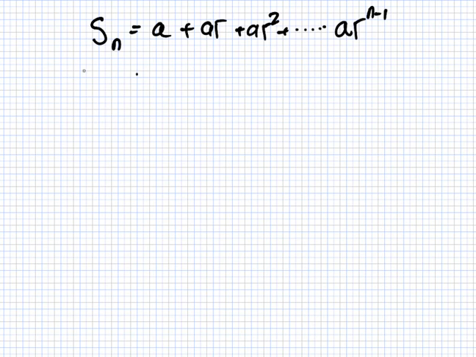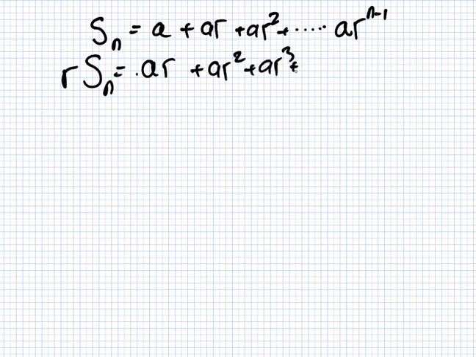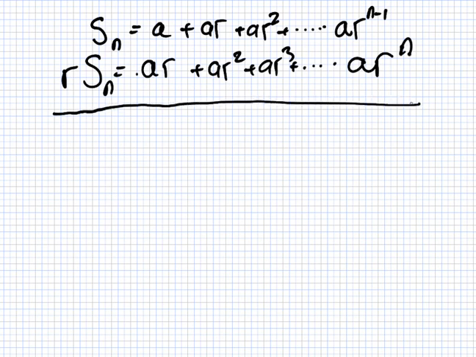Yeah. So for the GP, the proof is you multiply it by r. So this one will be ar, this one will be ar squared, this one will be ar cubed, and then what would the last one be? Who thinks they know? ar to the n. Yeah. Right, what do you think I should do with these two? How should I combine them? Minus. I should do minus, yeah.